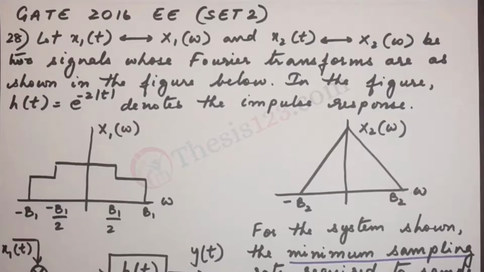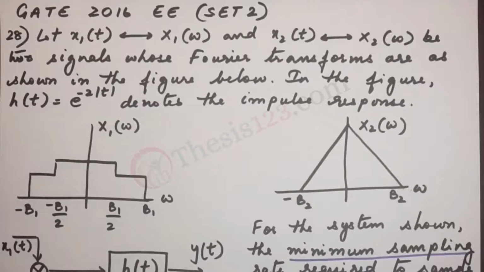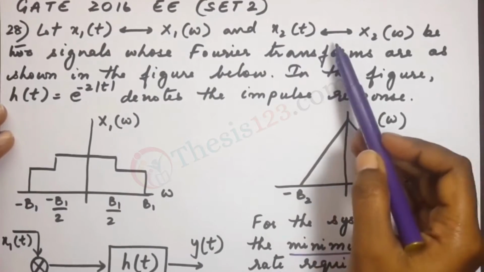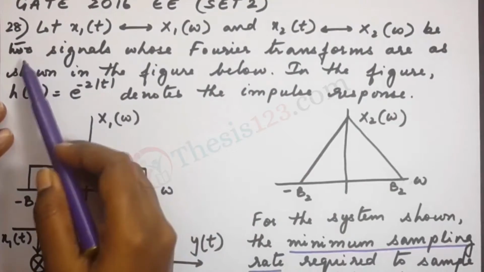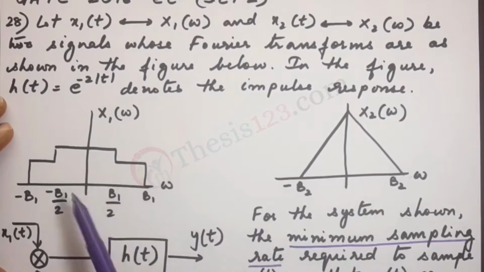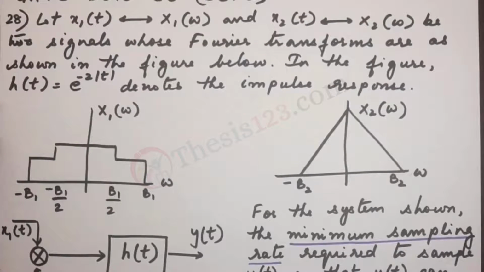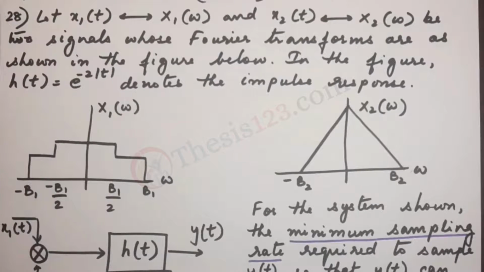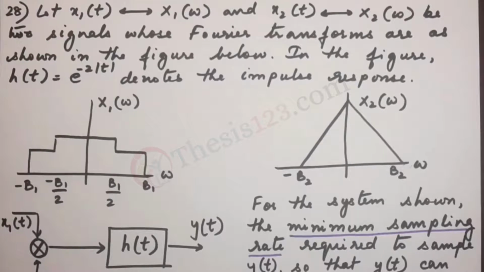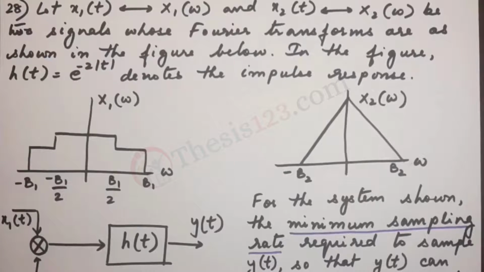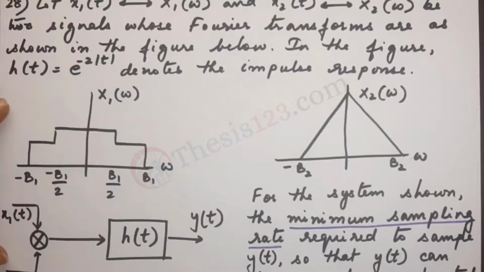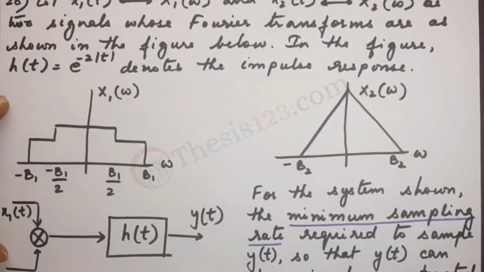Here's the next question, number 28. Let x1 of t corresponding to x1 of omega and x2 of t corresponding to x2 of omega be two signals whose Fourier transforms are as shown in the figure below. In the figure, h of t is equal to e power minus 2 mod t, denoting the impulse response. For the system shown, the minimum sampling rate required to sample y of t, the output here, so that y of t can be uniquely reconstructed from its samples is.